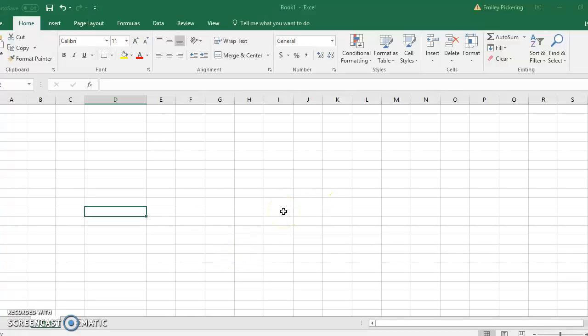Okay, so the next one is chapter 5, and we are finding overhead and figuring out how we're going to allocate that. So the first exercise I'm going to do is Cornerstone Exercise 5-22, the predetermined overhead rate and overhead application.